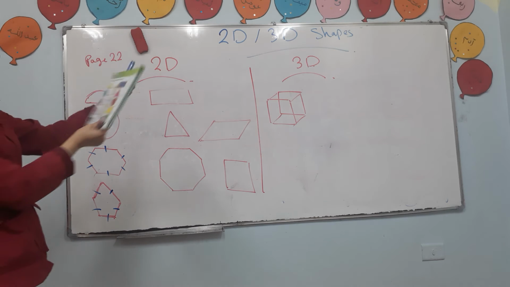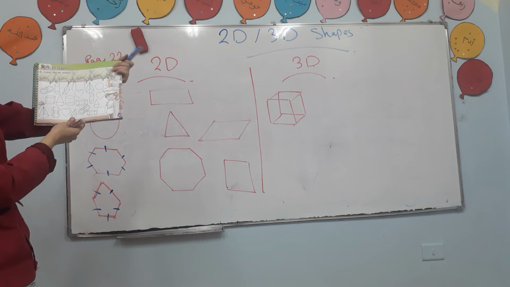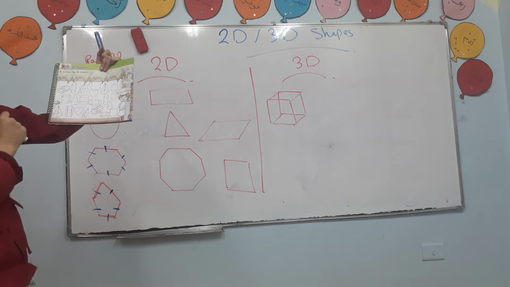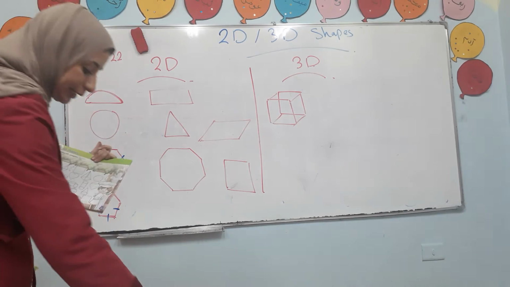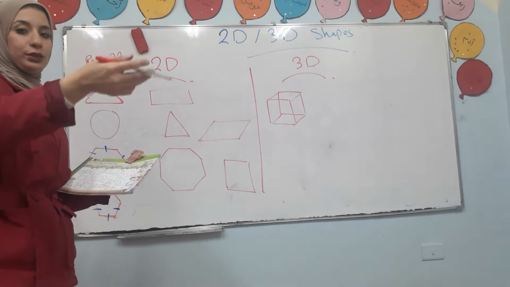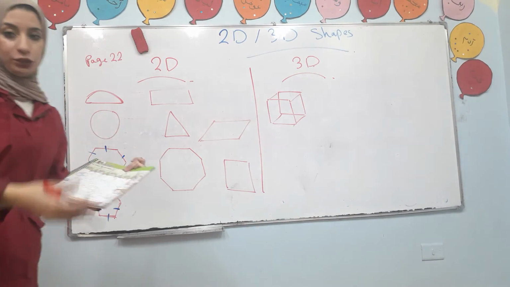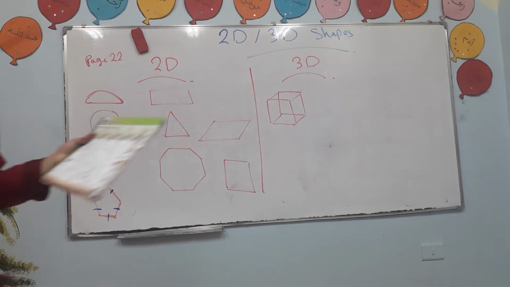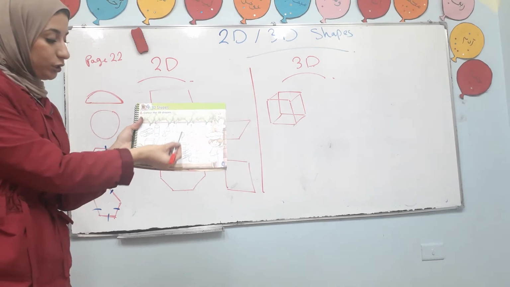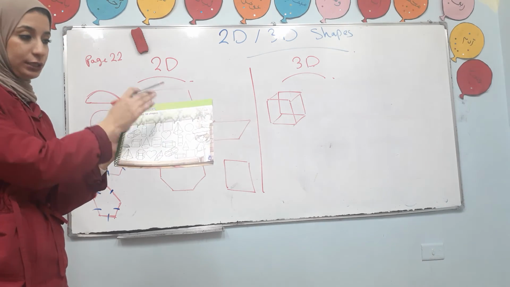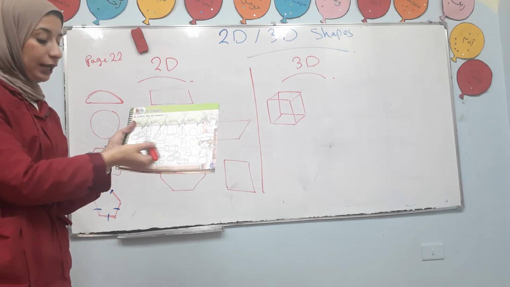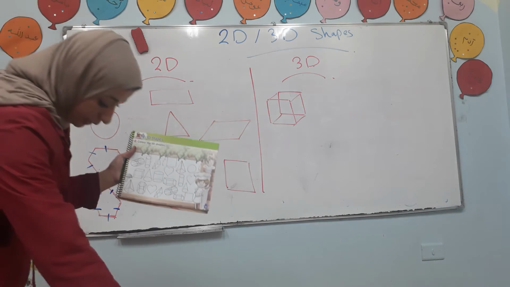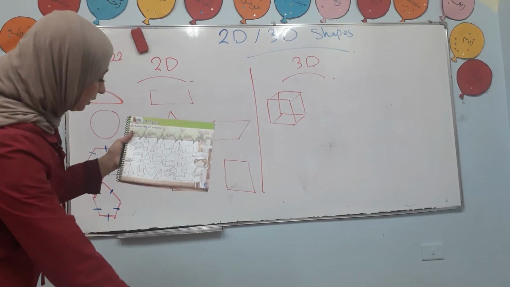Let's look at the 3D shapes on the next page, number 23. Color the 3D shape. Any shape where you can see all the sides, like backward, forward, above and under, left and right, this is called a 3D shape. Any shape where you can see just only one side, which is the front side, this is 2D. They ask us to color the 3D.